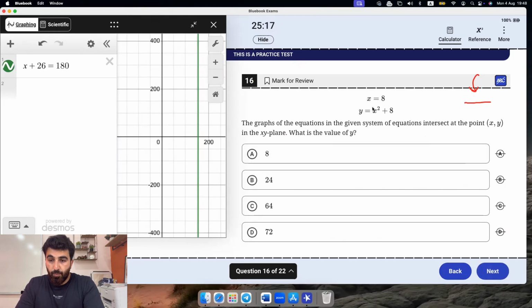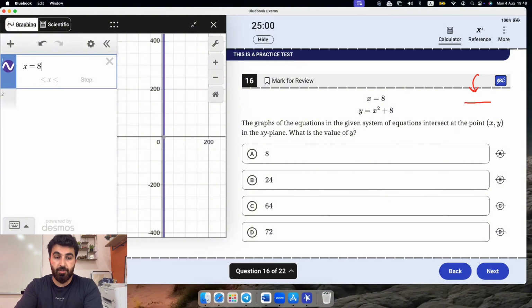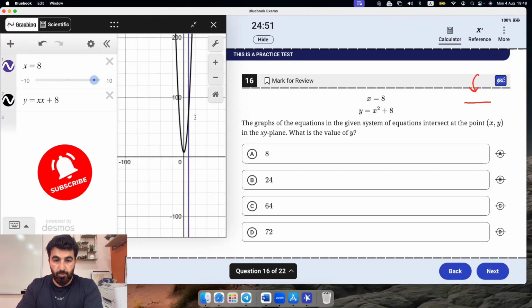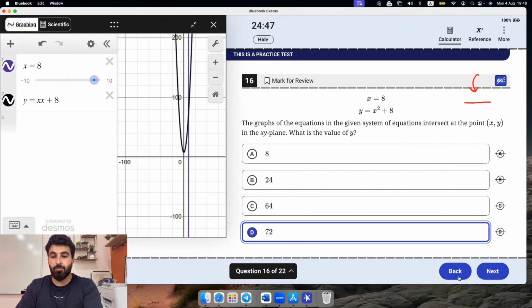Question 16, we have some equations here. What is the value of y? In every single SAT exam, you will have such questions. I can say that there are two questions related to systems of equations. One of them is this one, another one is the word equation. These questions are the easiest ones. You can just drop the equations into Desmos, and you will see the answer, the intersection point. Okay, so let's see where they intersect here. 8 and 72, they ask for the y value, I'll pick 72.